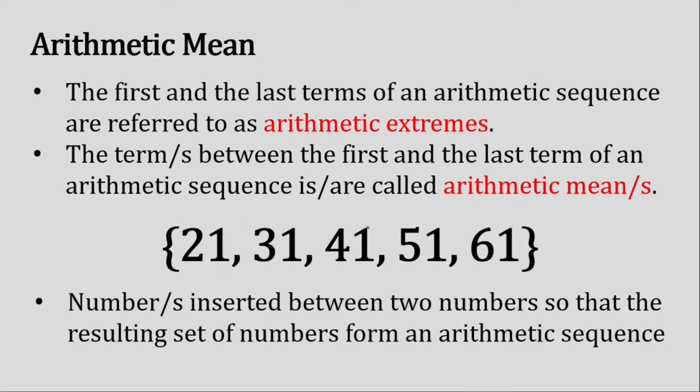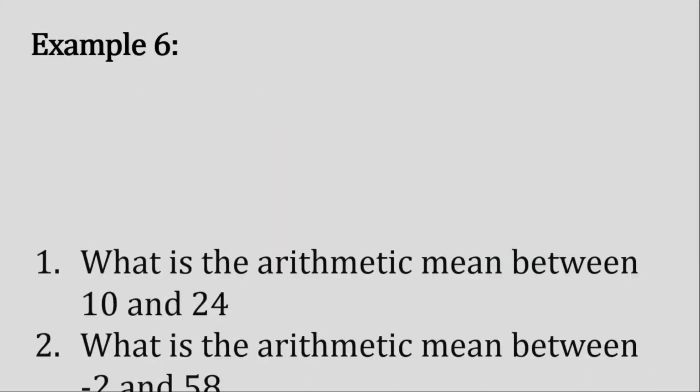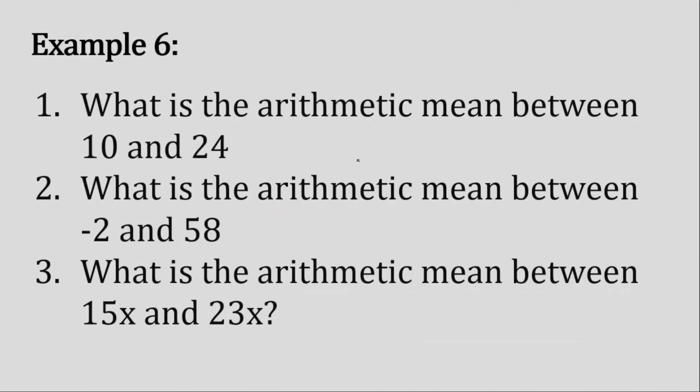Arithmetic means are numbers inserted between two numbers so that the resulting set of numbers becomes an arithmetic sequence. If we have two numbers like 2 and 8, and we put a number or numbers between them that makes them an arithmetic sequence, then the number that we inserted between them is considered an arithmetic mean. Now let's try to answer the following questions regarding arithmetic mean.